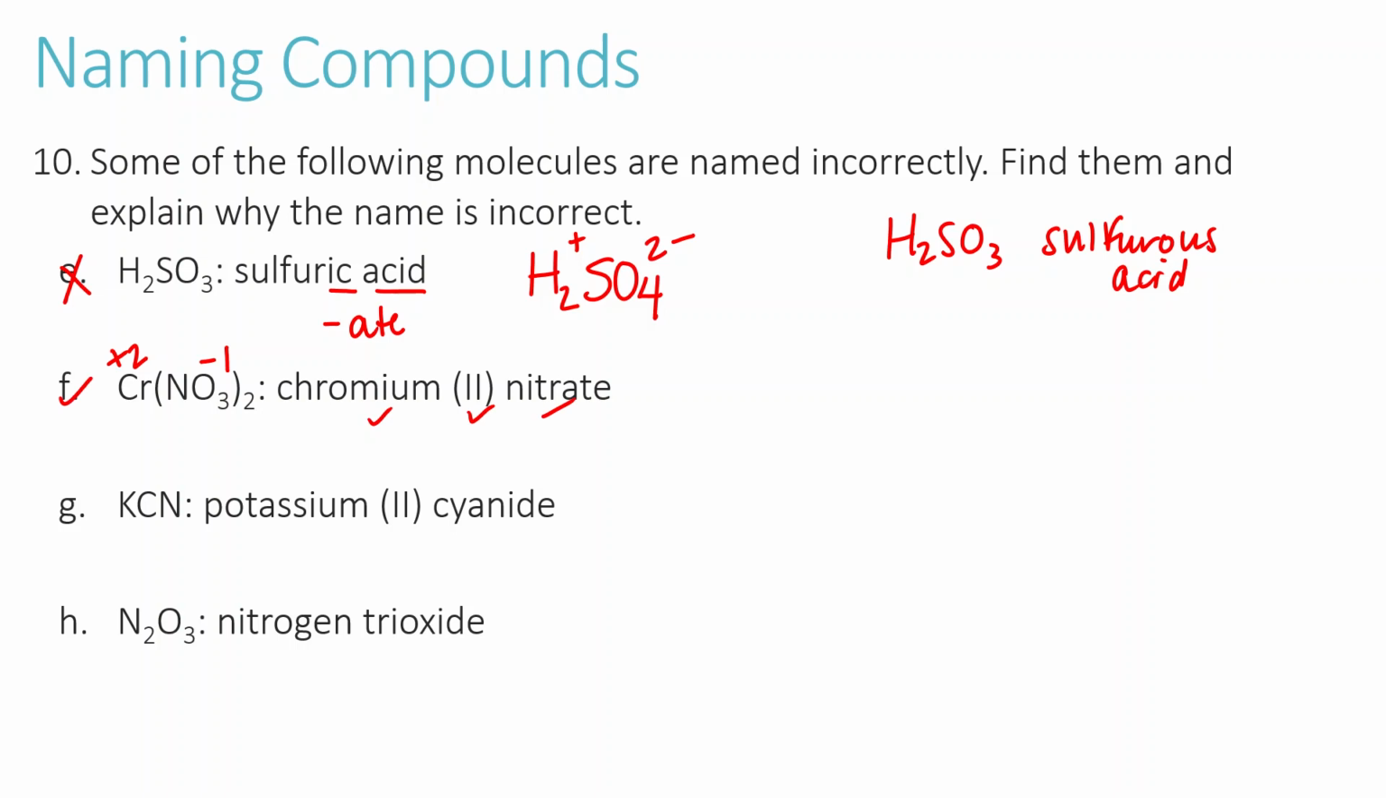Next we have potassium cyanide. The problem here is that we actually don't need a Roman numeral. Potassium always has a +1 charge. So I don't need this Roman numeral here, and this should just be potassium cyanide.